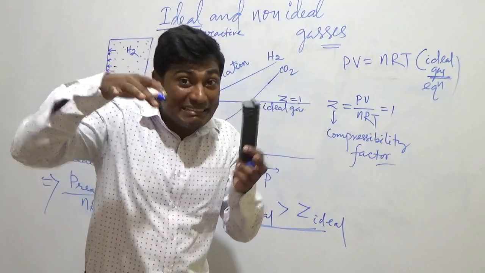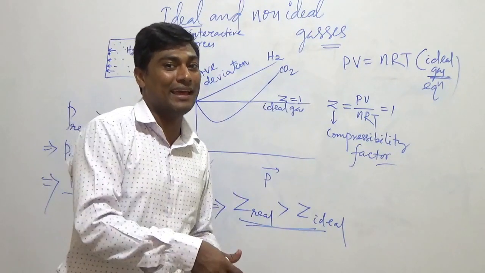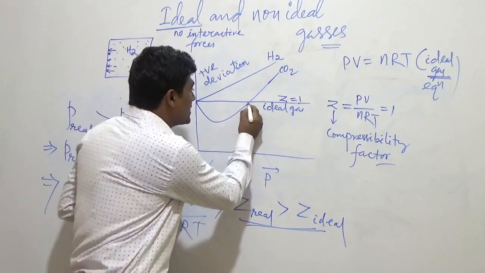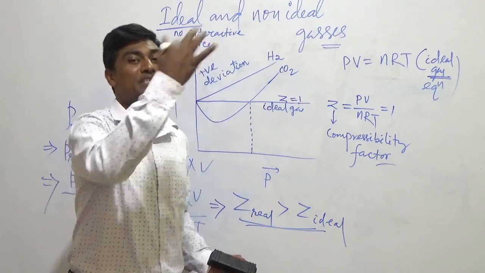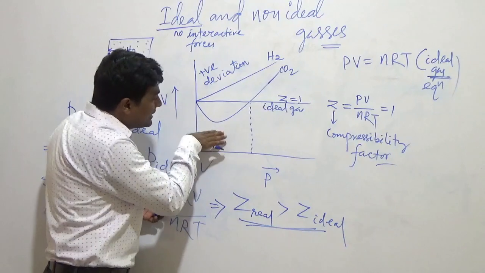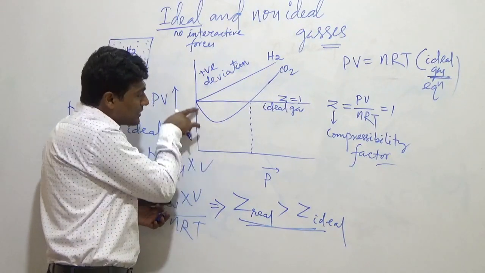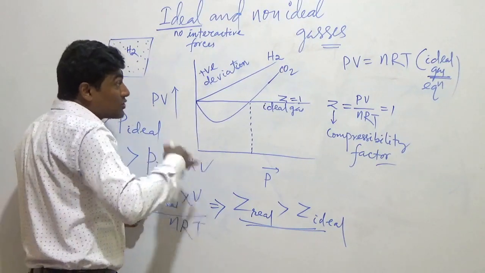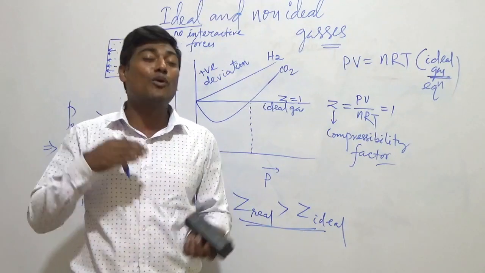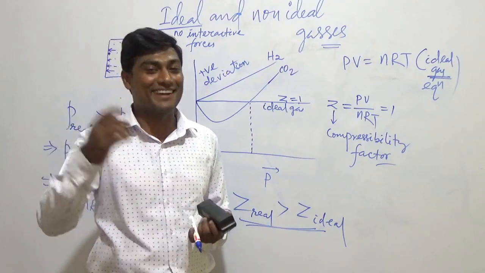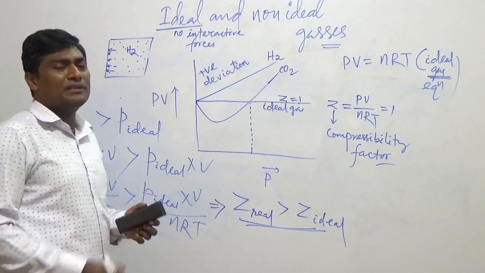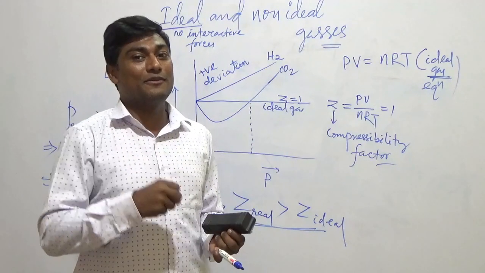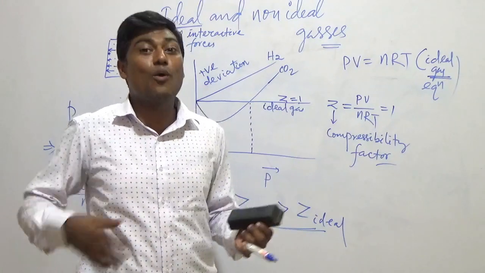What do you think? What type of force, interactive force, should be there in case of carbon dioxide initially? But you see, after some pressure, carbon dioxide also shows positive deviation. We are not going to that. We are here to show the negative deviation, as the curve goes down from Z equal to 1. So what type of interactive force should be there? Yes, attractive force. So in case of carbon dioxide, there are attractive forces between them.